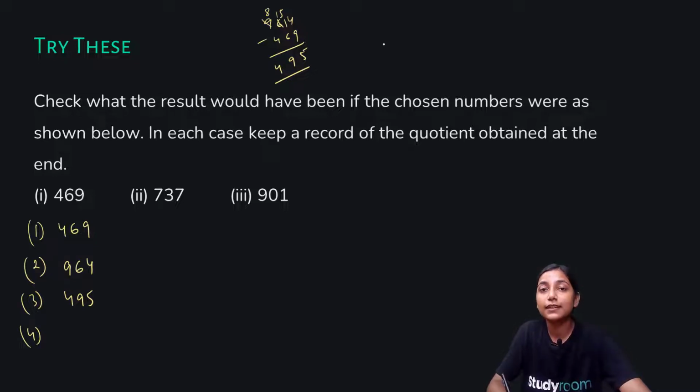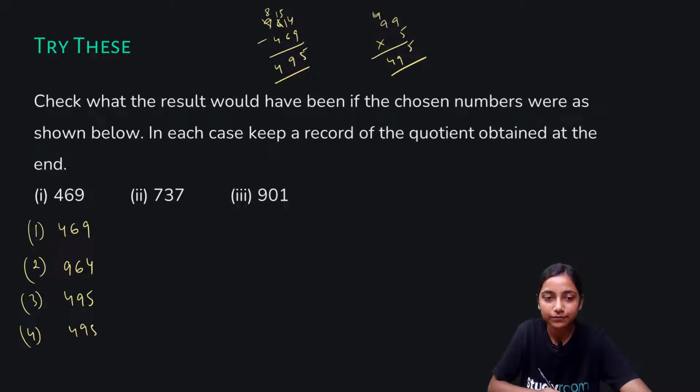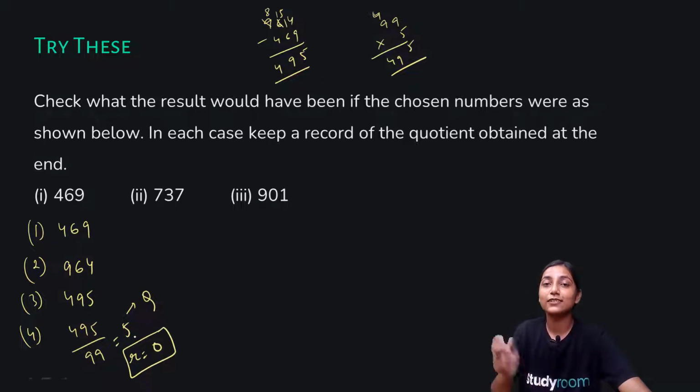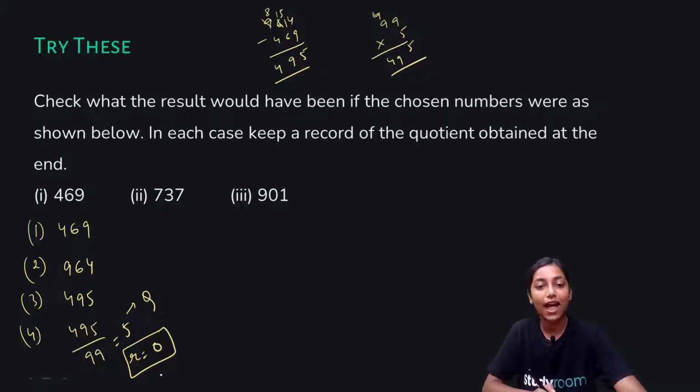Now the last step is dividing this number by 99. So let's divide 495 by 99. 99 into 5 gives 495, since 5 nines are 45 and 5 nines are 495. So my quotient is 5. This is my quotient and my remainder is coming to be 0, because this whole number 495 gets completely divided by 99, giving me the quotient 5 and remainder 0.